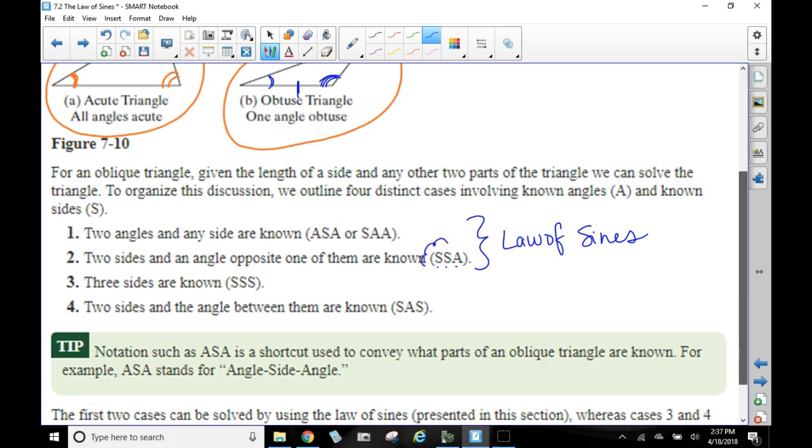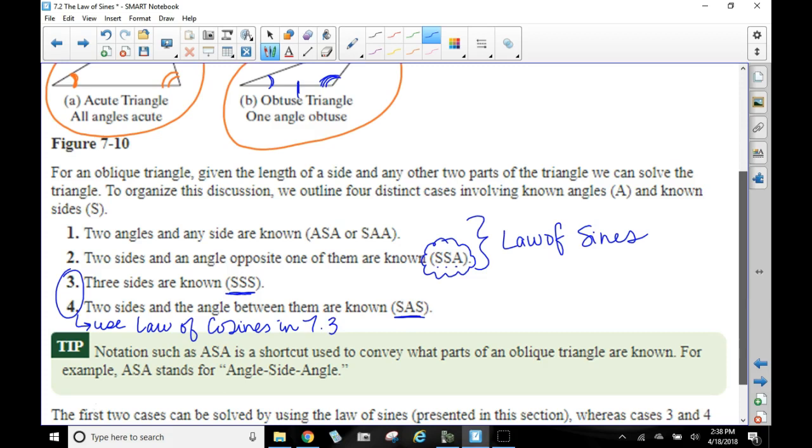This one, though, is a little tricky. We'll see later on when you're given side, side, non-included angle. Now, other things that you could be given and you'll be able to solve the triangles are when all three sides are known, side-side-side, and also side-angle-side. If that happens, for cases 3 and 4, we're going to be using what we're going to be learning in section 7.3, the law of cosines.